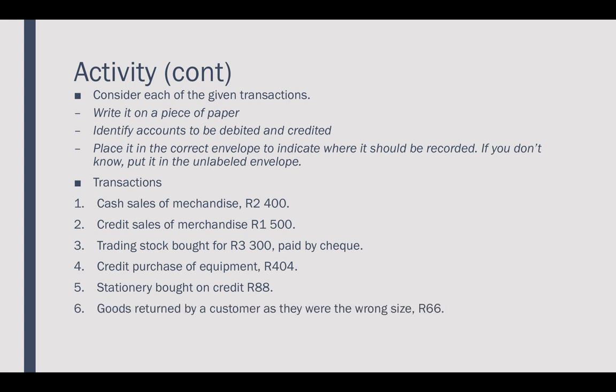Number 6, goods returned by a customer as they were the wrong size. In this case, your sales is going to decrease and therefore you would need to debit it because your equity is getting smaller. Your customer or an asset is also reducing and therefore you will credit the customer. Customers, remember, are going to be credited in the sales returns journal. So that's where number 6 will go.